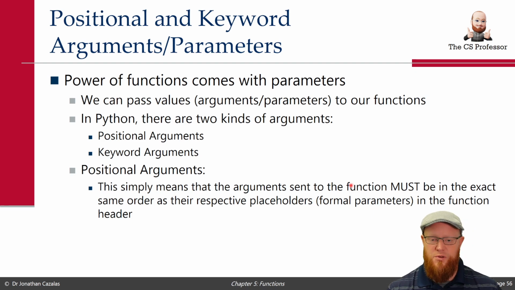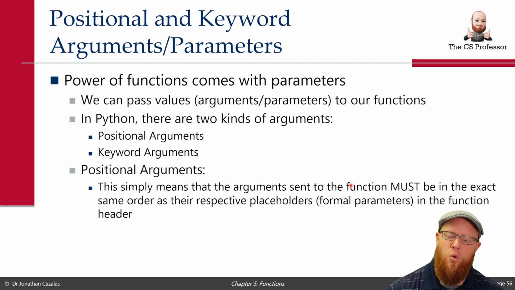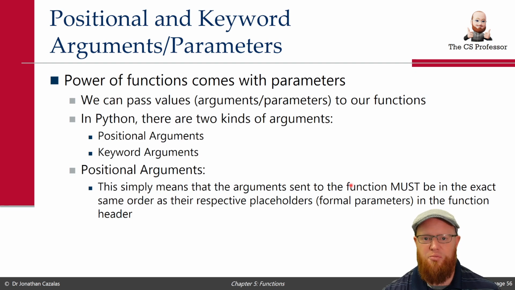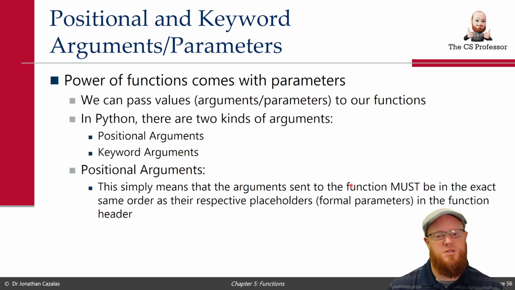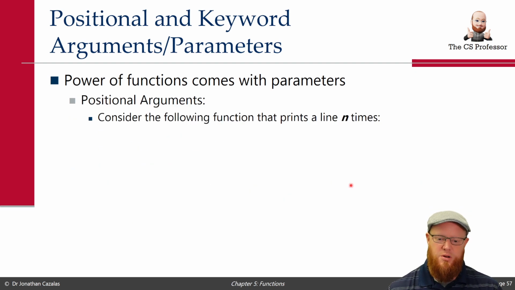If you send over 3 parameters as actual parameters, the formal parameters in this function header must be 3 parameters. If you send over a string followed by an integer followed by a double, well, in your formal parameters, you should have first a string followed by an integer followed by a double. It's super important to understand that.